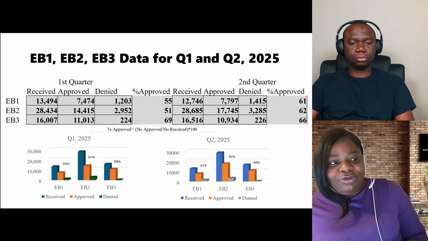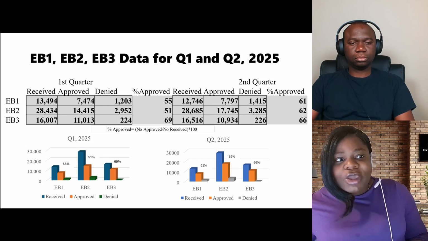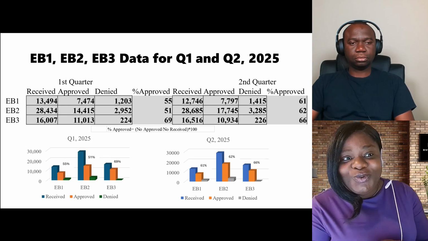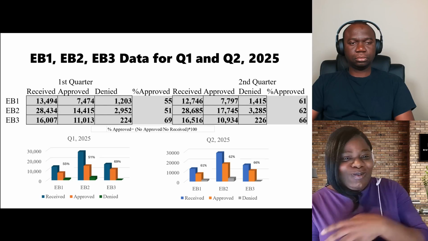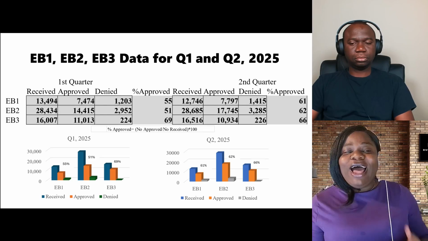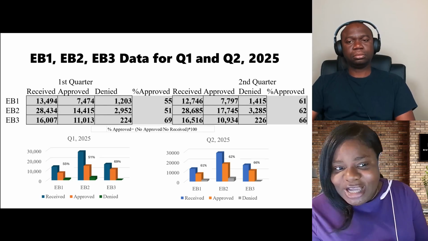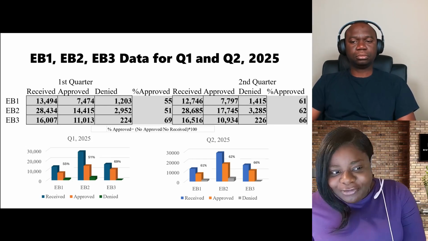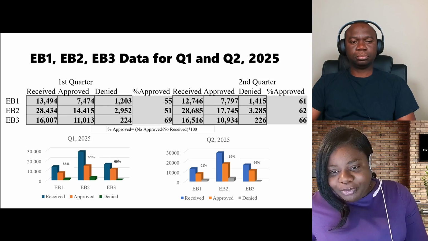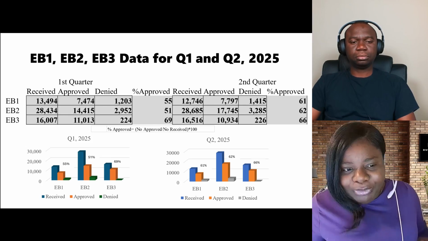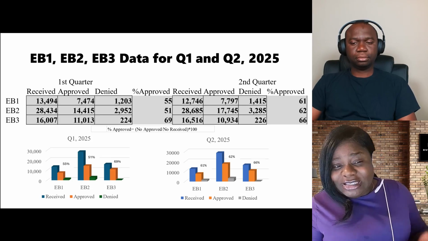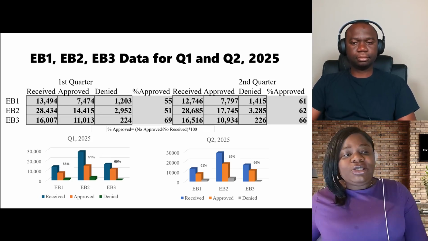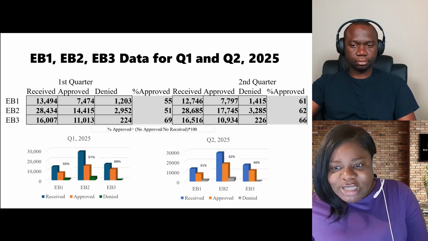So you can see the received number here on the table, you can see the approved number, and you can see the number of cases that were denied. Now, what is percentage approved? A lot of channels have how they calculate percentage approved, but we believe the best way to show you this is our formula right here: the number of approved, the exact number of cases that were approved, over the total number of cases that were received for that category, times 100. So that's how we got our own percentage approved.